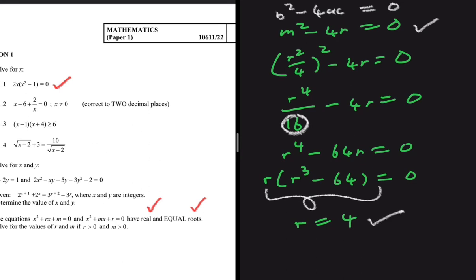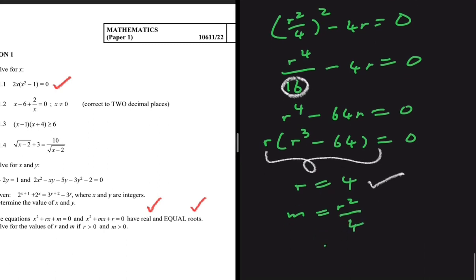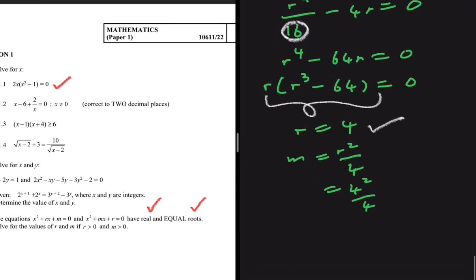When r is equal to 4, what is the value of m? We know that m is equal to r squared divided by 4. So r squared, that will be 4 squared divided by 4, which will be equal to 4.